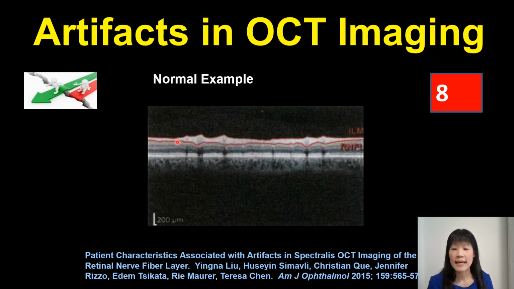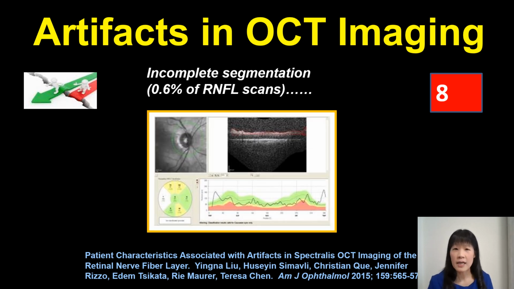Here's a normal example where the nerve fiber layer in white on the top, that's the top layer of the retina, is segmented normally in this red anterior border and the red posterior RNFL border. However, in incomplete segmentation, that red segmentation line doesn't go all the way to the end. And here you can see our patient's black RNFL thickness graph is truncated.